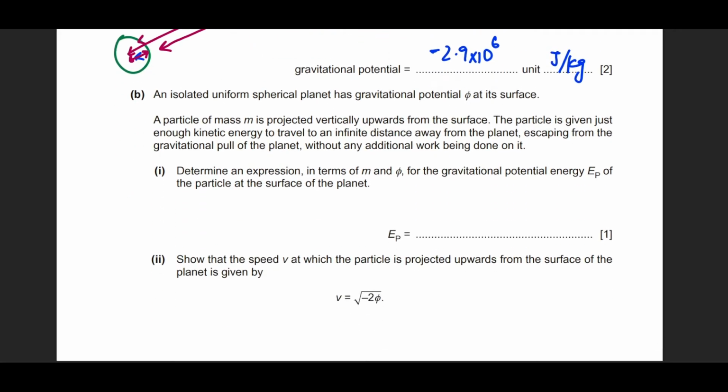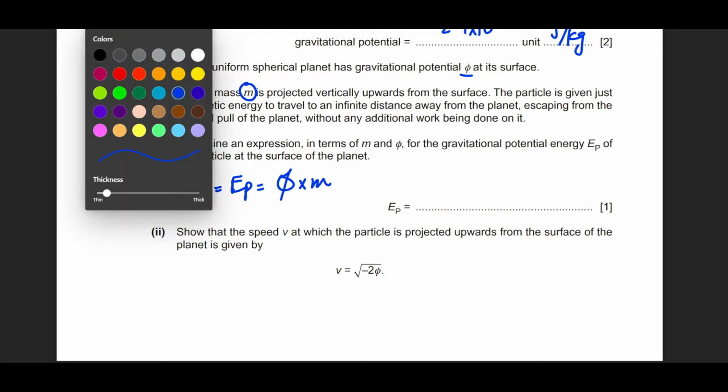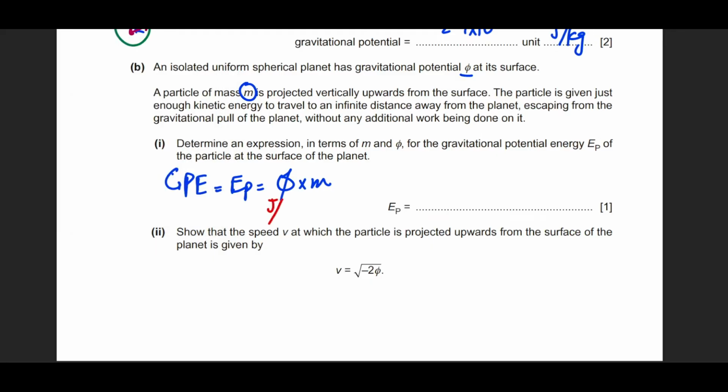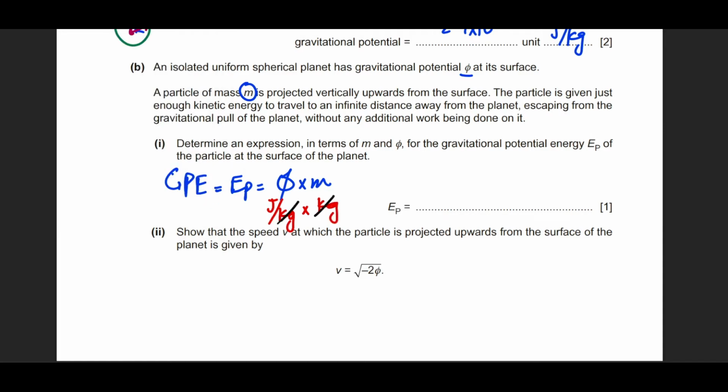The next point is an isolated sphere has a gravitational potential phi at the surface. Okay, fine. A particle of mass m again leads to the same idea. It says determine expression. This is what I've already discussed. If you want to find out the gravitational potential energy, which is represented as EP, that would simply be potential multiplied by any mass. And if you look at their units, it becomes self-explanatory, because the potential unit is joules per kg. If you multiply this with mass, then mass cancels mass, and you're left with joules only.